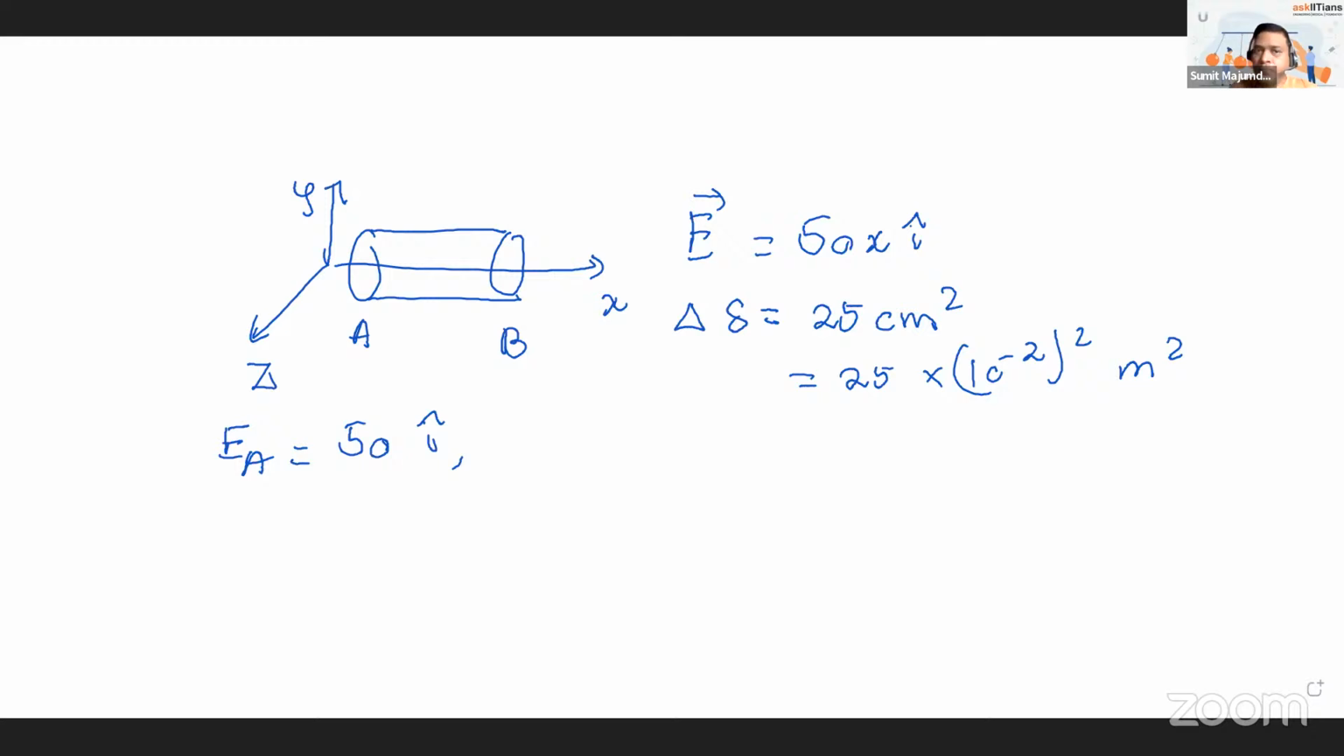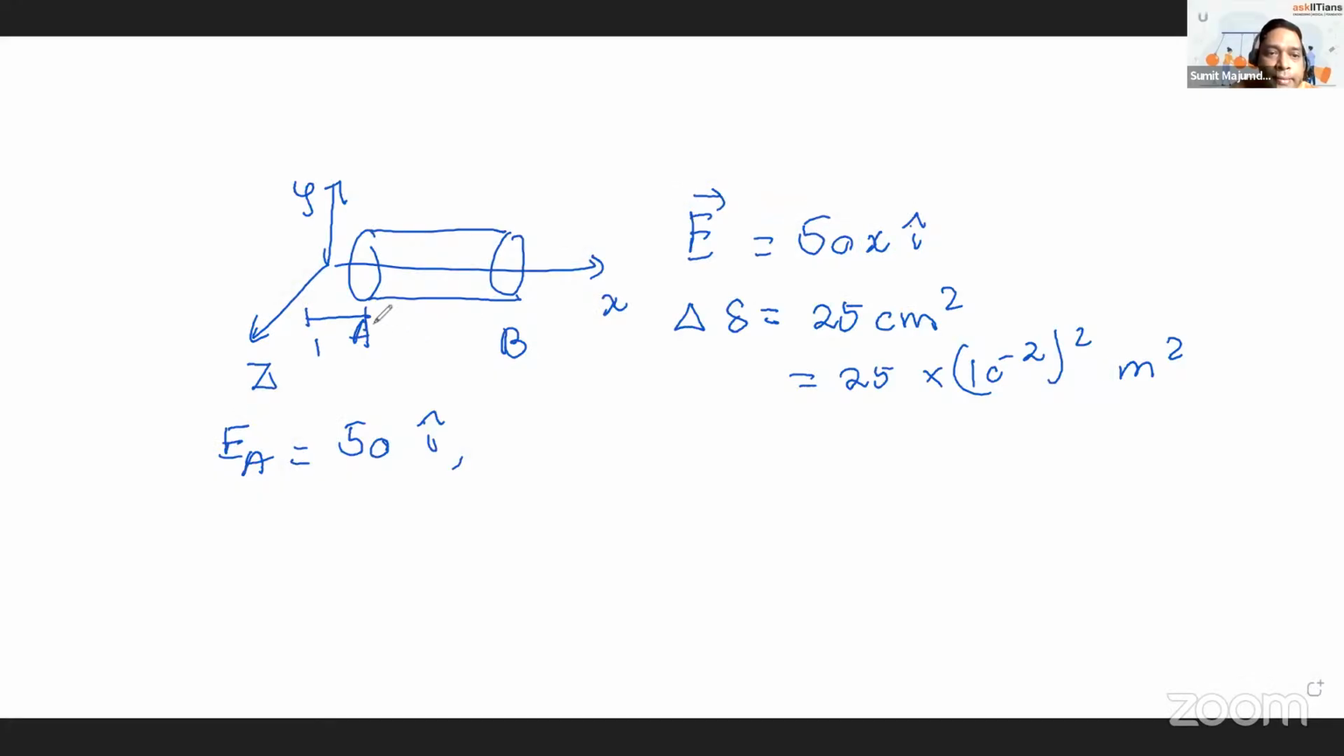Right. The length of this is equal to 1 meter. So in total, we have a length of 2 meters, because this is 1 meter and this is 1 meter. So therefore, the electric field at B is going to be equal to 50 into 2. That will come out to be equal to 100 i.